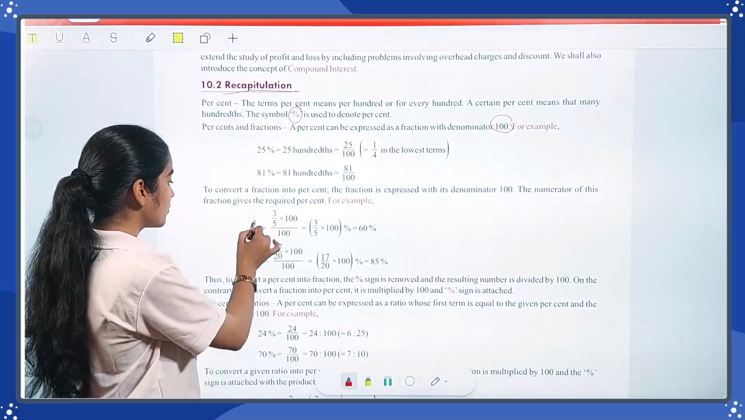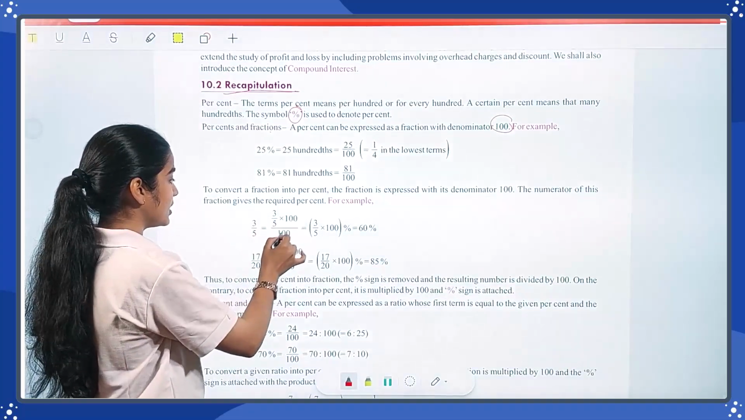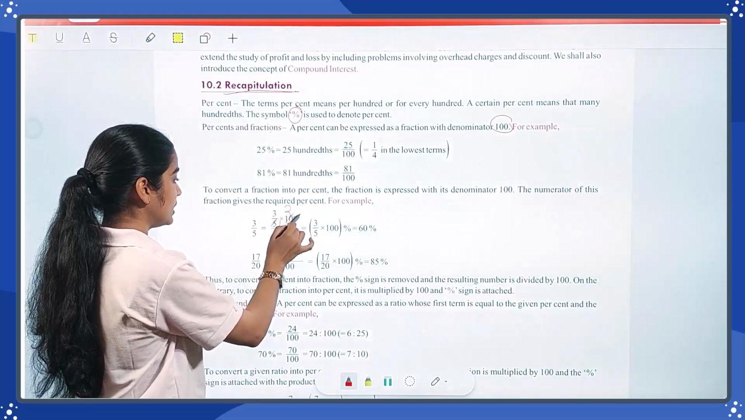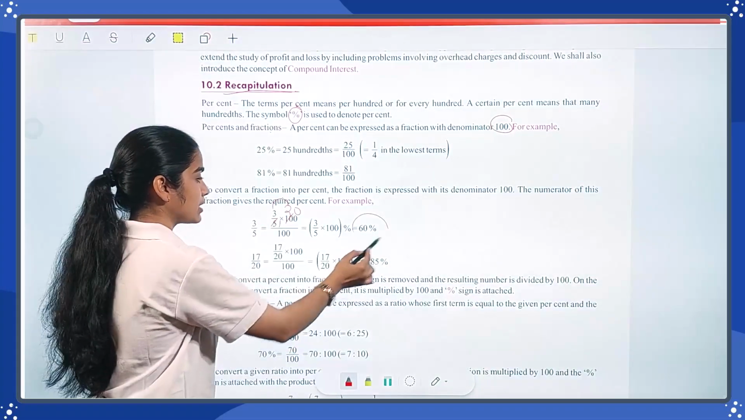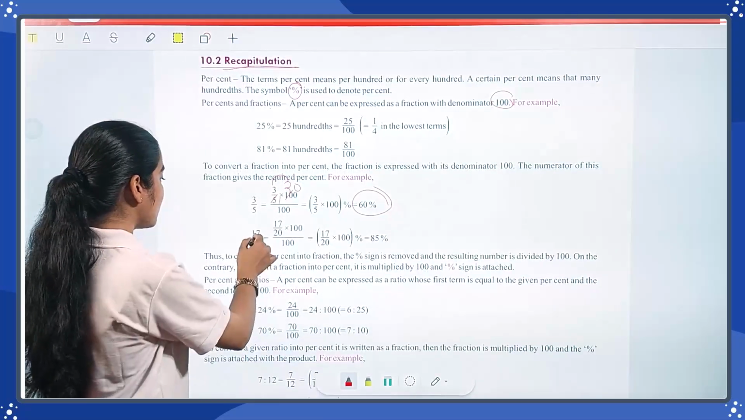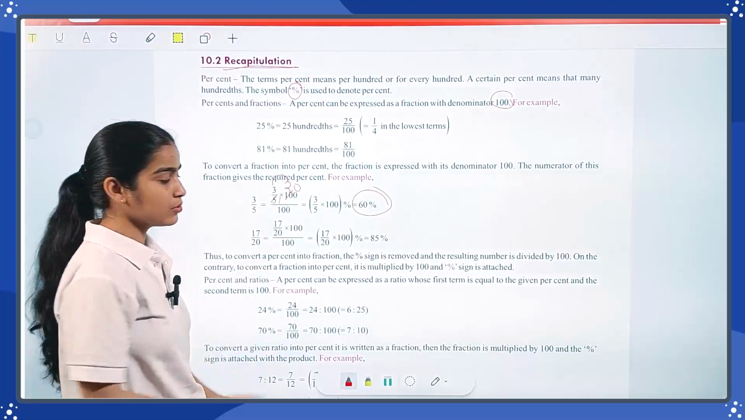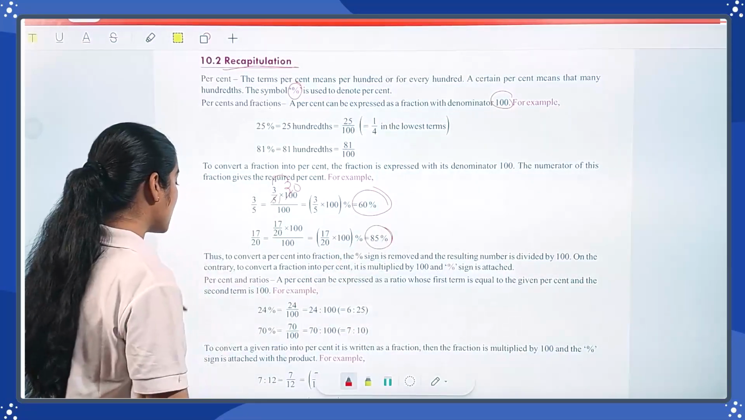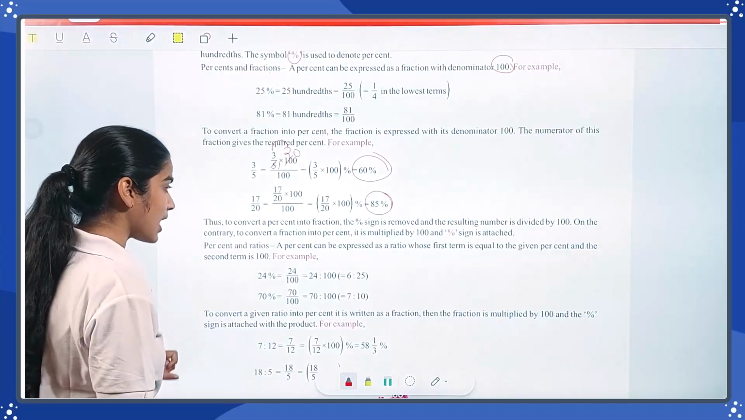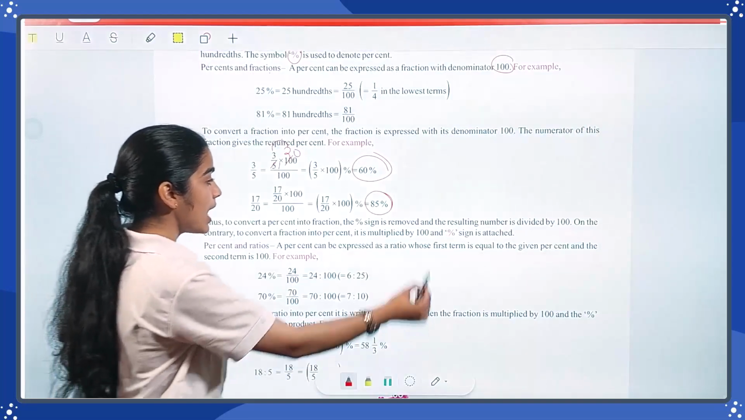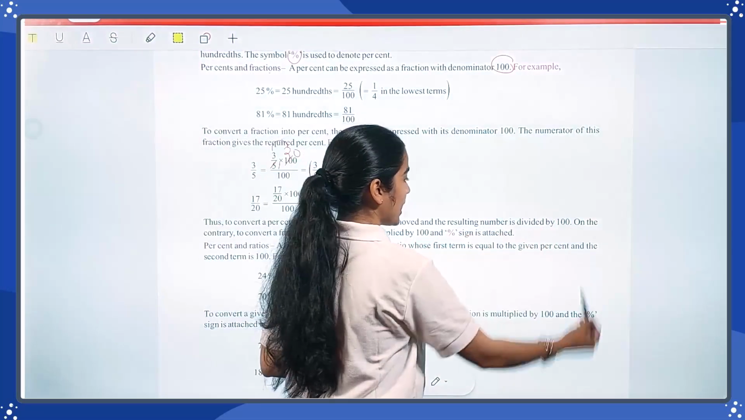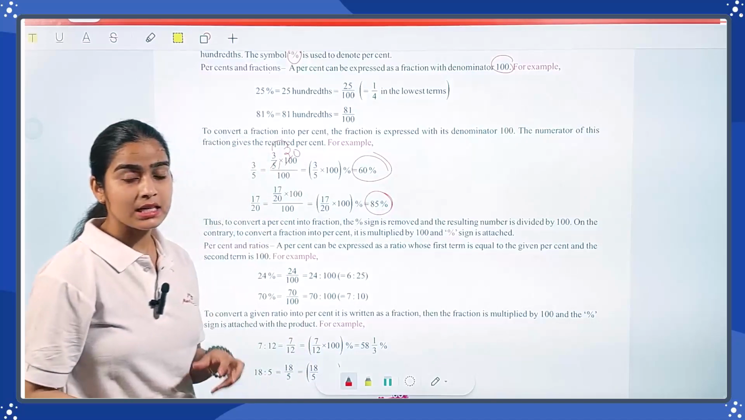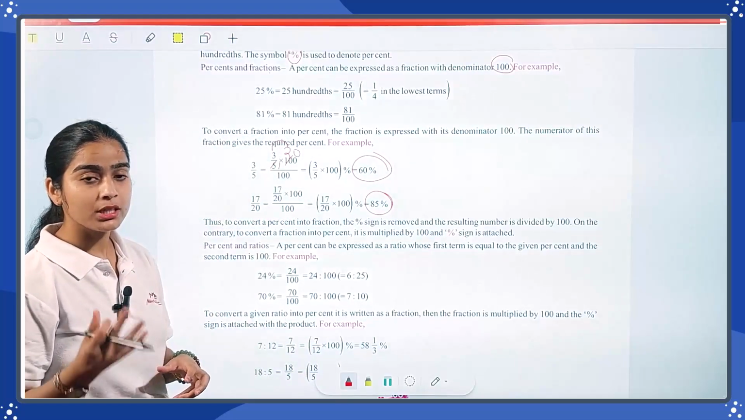For example, 3 by 5 multiplied by 100: 5 into 20 is 100, 20 multiplied by 3 is equal to 60%. 17 by 20. So again, what you have to do: 17 by 20 multiplied by 100 is equal to 85%. Thus, to convert a percent into a fraction, the percent sign is removed and the resulting number is divided by 100. So, the percent sign is replaced by a denominator of 100.